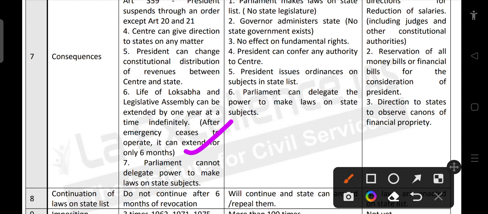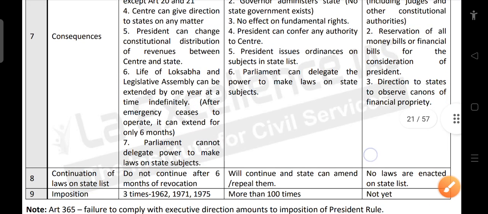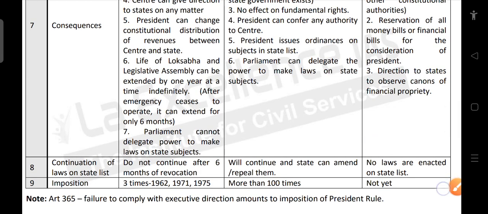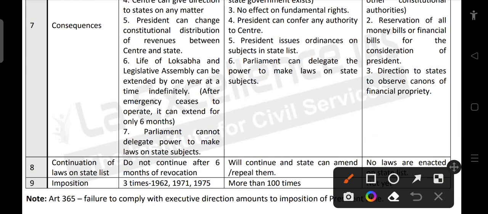Then Parliament cannot delegate power to make laws on the subject. The assembly can be extended by 1 year, after which it can be extended for 6 months after the emergency ceases. Then what about the continuation of laws on the state list? It will not continue after 6 months of revocation. Then imposition: it was imposed three times, in 1962, 71 and 75.